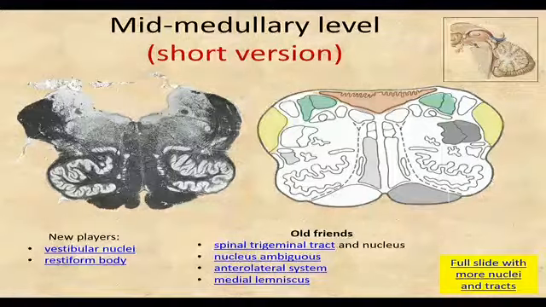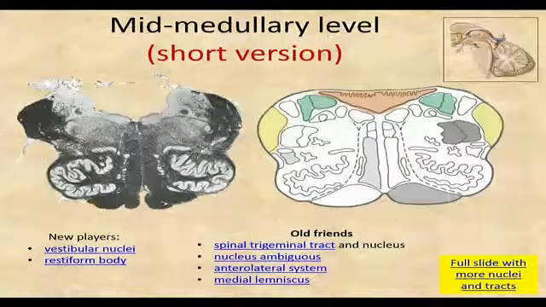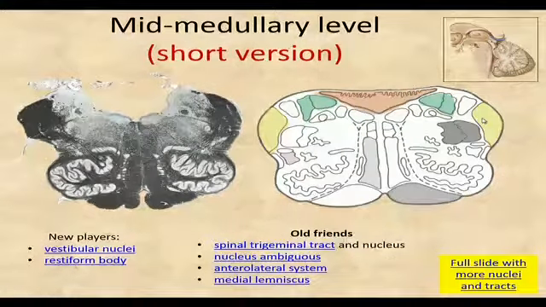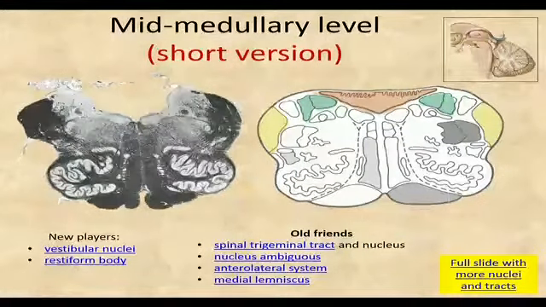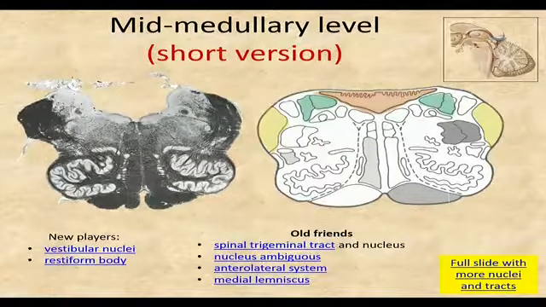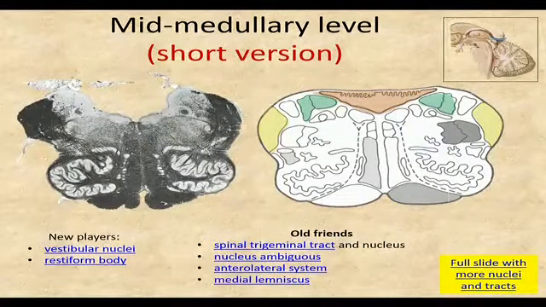And then the restiform body. The restiform body is kind of circled as if it's a nucleus, but it's really a part of the inferior cerebellar peduncle. The other part's the juxtarestiform body, but the restiform body is a bigger part and it starts further down. So at the mid-medullary level, you still have a lot of the other players. If you look at the full slide, it shows you all of the nuclei on there, but I want to just show you the new players here.